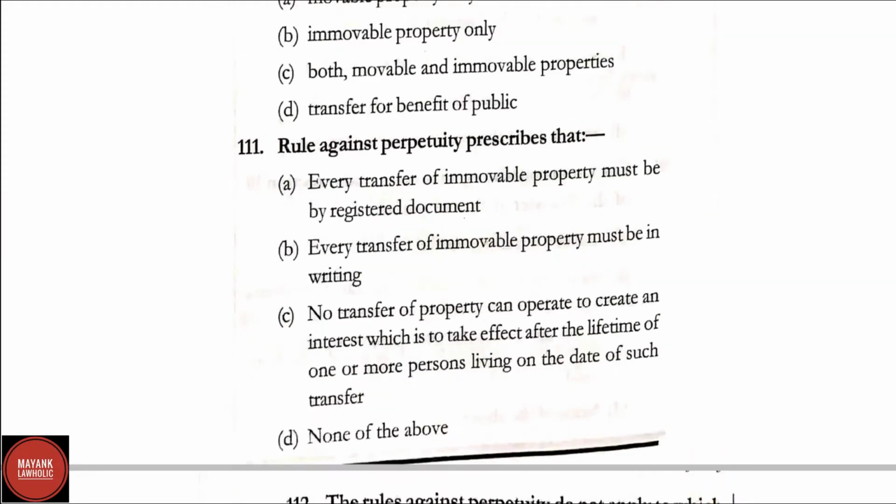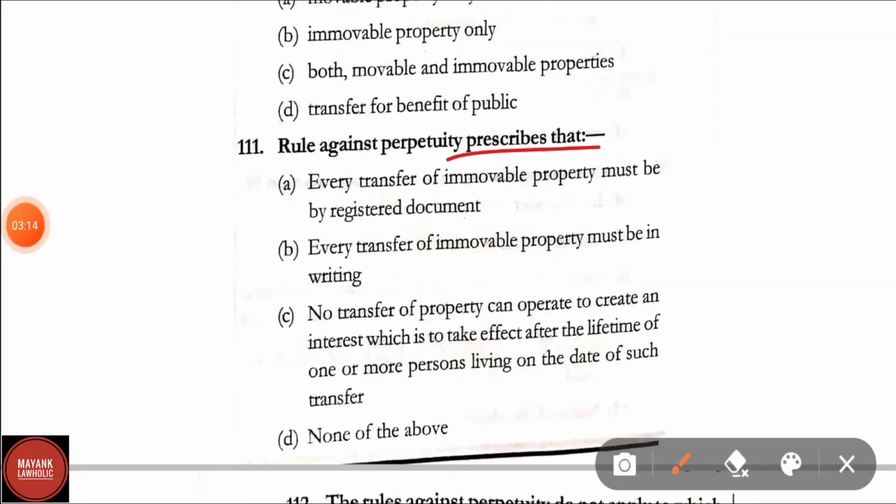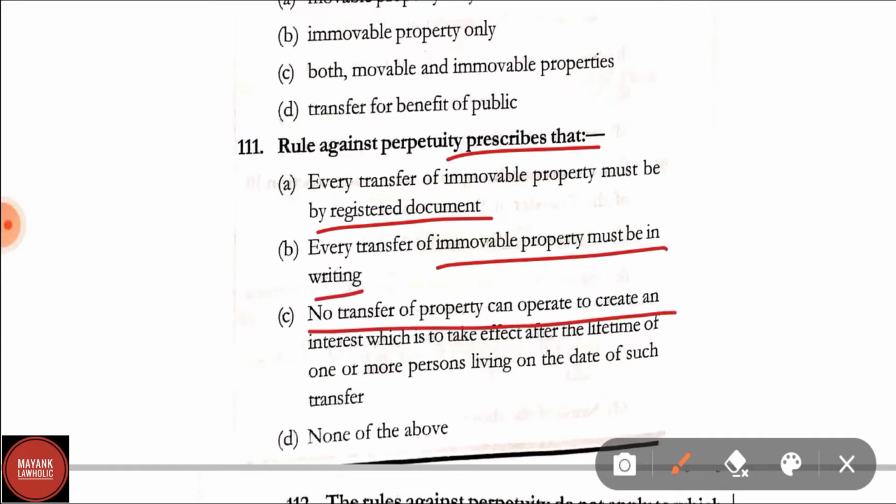Question number 111. Rule against perpetuity prescribes that every transfer of immovable property must be by registered document. Every transfer of immovable property must be in writing. No transfer of property can operate to create an interest which is to take effect after the lifetime of one or more persons living on the date of such transfer. None of the above. Here correct answer is option C.